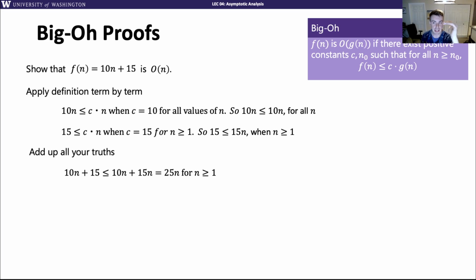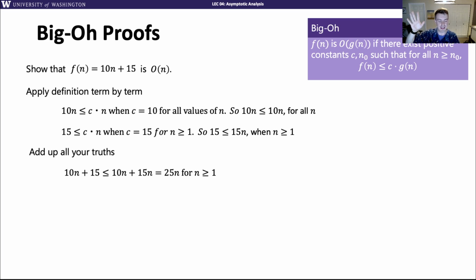Well, that first statement about 10n was true for all n. But the second statement, 15 is less than 15n, is only true for n greater than or equal to 1. And so this one restricts the n's we have to look at for our overall statement to still be true. But since this is true for n greater than or equal to 1, and the 10n case was true for all n, it's also going to be true when n is greater than or equal to 1. And so you can add those two up, 10n plus 15n, to get 25n.